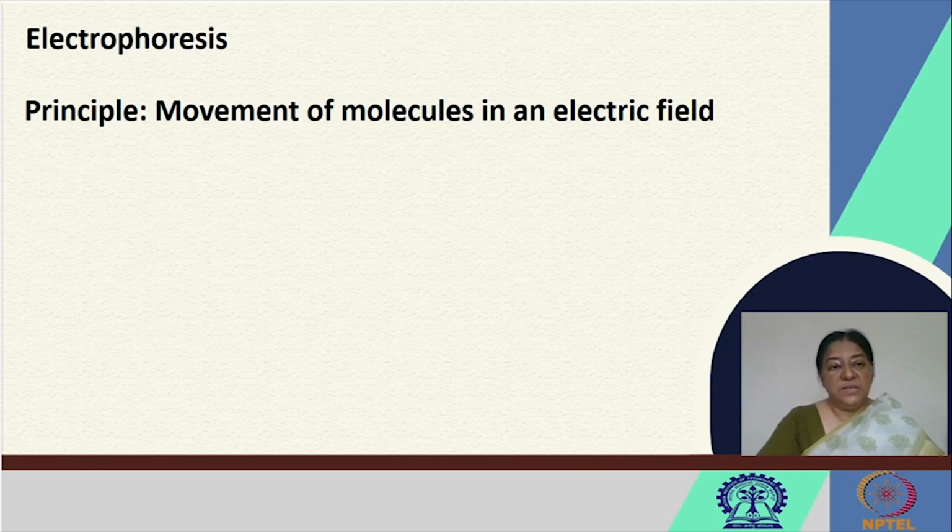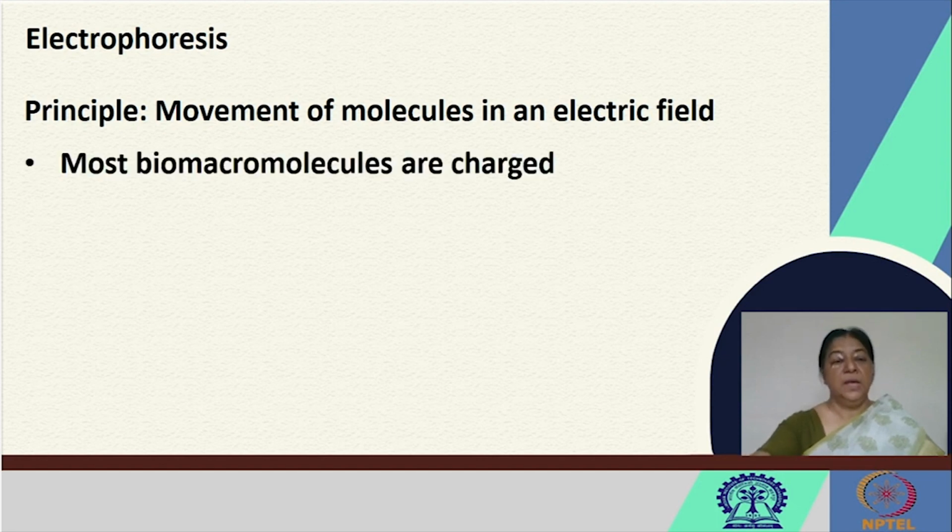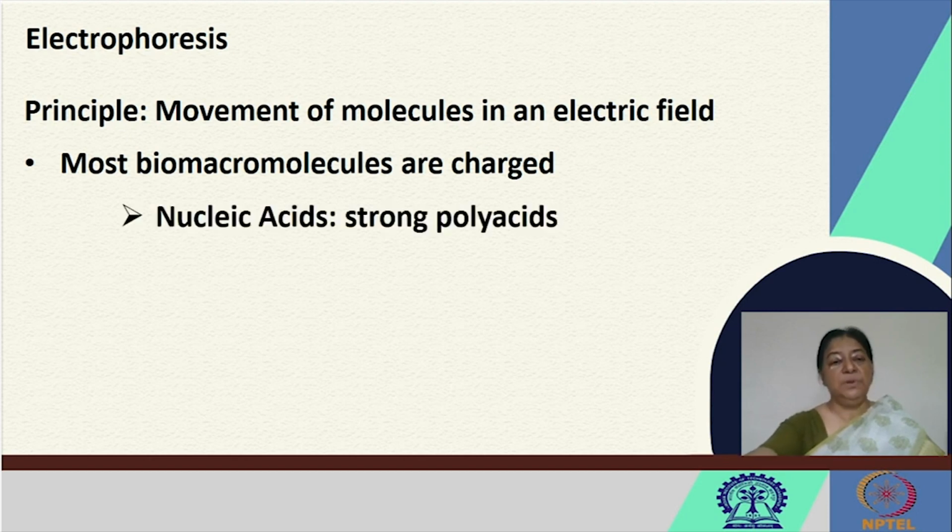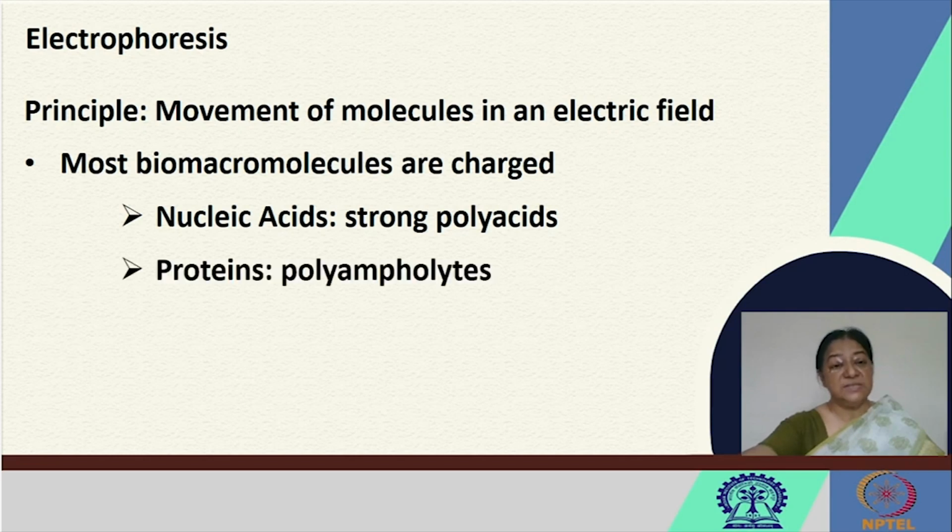Another very common technique used is electrophoresis, where we are looking at the movement of molecules in an electric field. This is extensively used to determine the molecular weight of proteins, and we will see how this is achieved. Most biomacromolecules are charged, and because of their charge, they will move in an electric field if they are subjected to an electric field. For example, nucleic acids are strong polyacids. We have proteins that are polyampholytes.